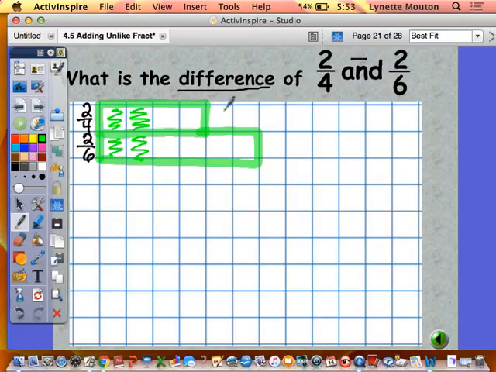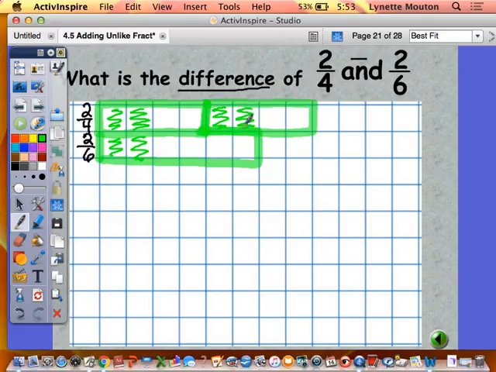So for the one that is shorter, we want to put another model of 2/4. Remember, we want the two fraction models or logs to match up. That will tell us that they have the same denominator when they have the same number of equal parts. So we put another 2/4. 1, 2, 3, 4 equal parts.